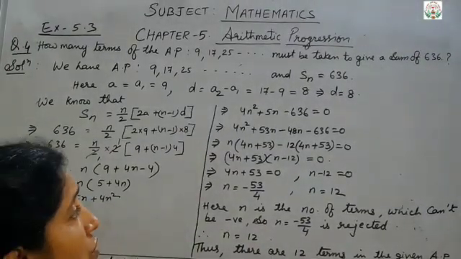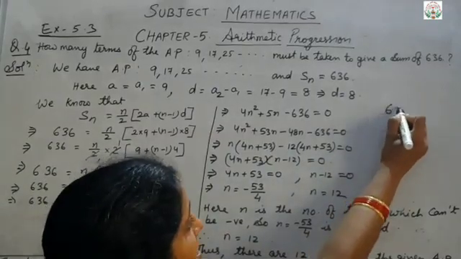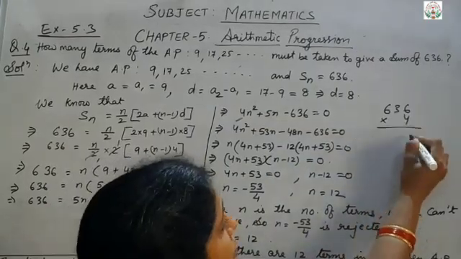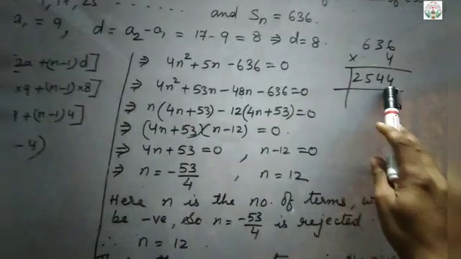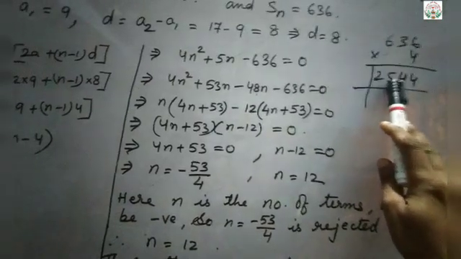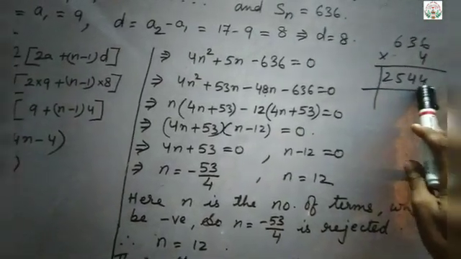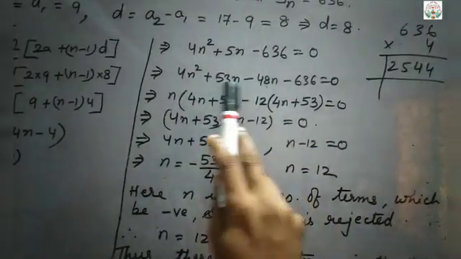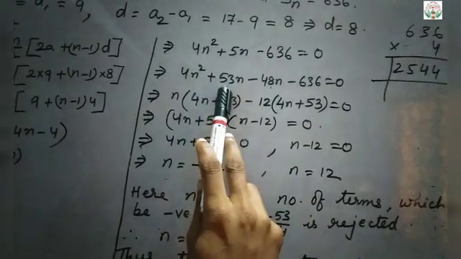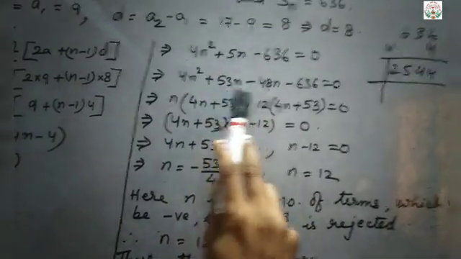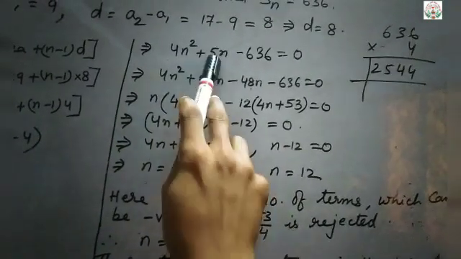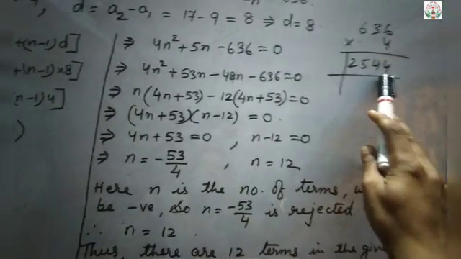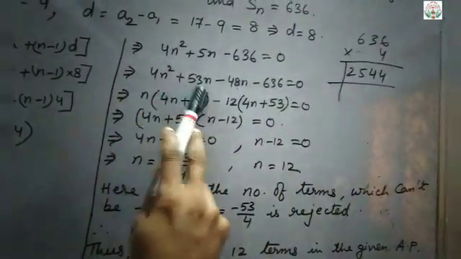So how will you get these numbers? You know that 636 will be multiplied with 4 because this is 4n square. When you multiply, you get 2544. We find the prime factorization of 2544 and get the numbers 53 and 48, means splitting the middle term into 53 and 48. On simplification of these two numbers we get 5n, and on multiplication we get 2544.